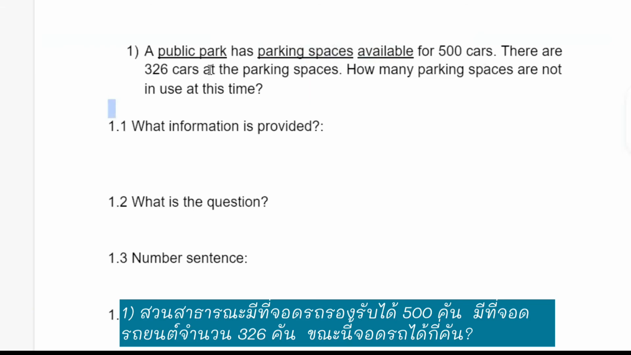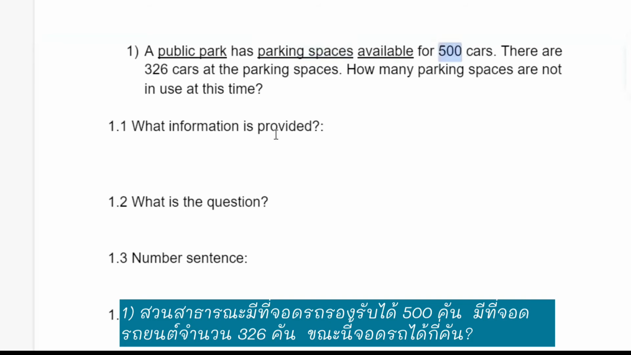Okay, and there are 326 cars at the parking space. So of these 500 cars that could be inside of the parking, there are only 326. So the question is, how many parking spaces are not in use at this time? Okay, so clearly we have to do a subtraction. 500 minus 326.